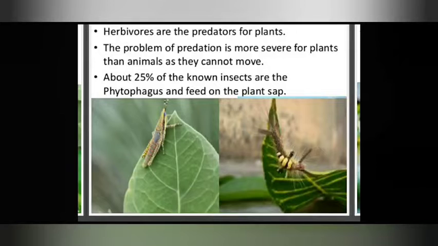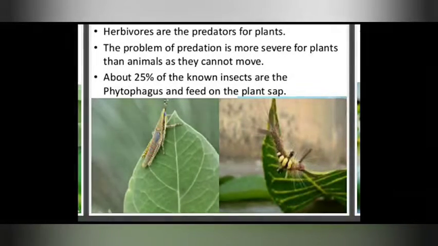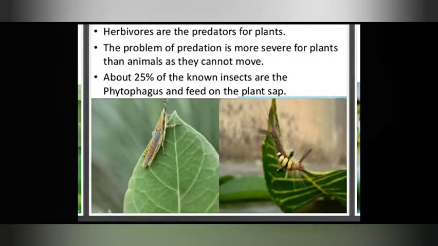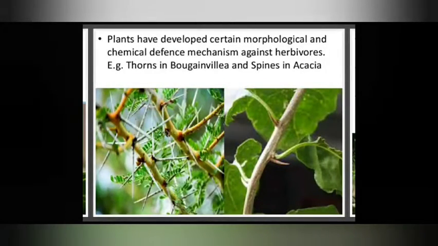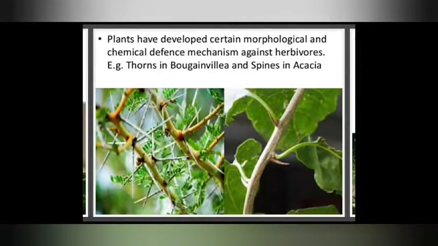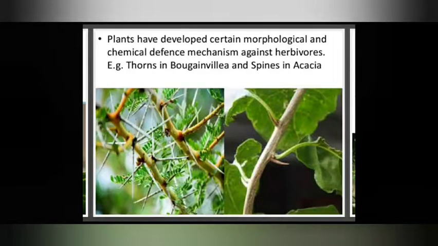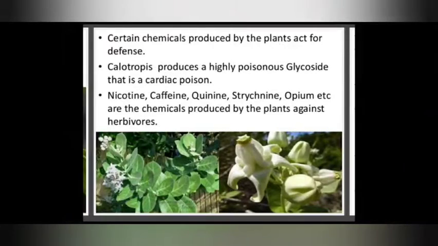Herbivores are the predators of plants. The problem of predation is more severe for plants than animals because plants cannot move. About 25% of the known insects are phytophagous and they feed on plant sap. So plants have also developed certain morphological and chemical defense mechanisms against herbivores. For example, thorns in bougainvillea and spines in acacia.